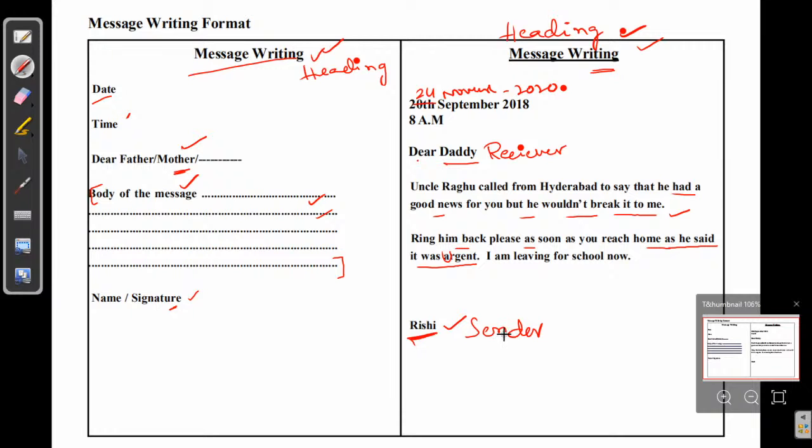So here, dear daddy, who is writing? Rishi is sending a message to daddy. Uncle Raghu called from Hyderabad to say that he had good news for you, but he won't break it to me. He won't reveal it to me. Ring him back, please, as soon as you reach home. As he said, it was urgent. I am leaving for school.